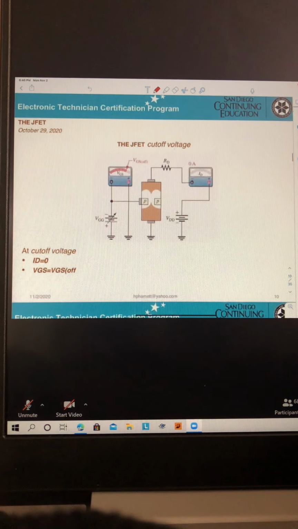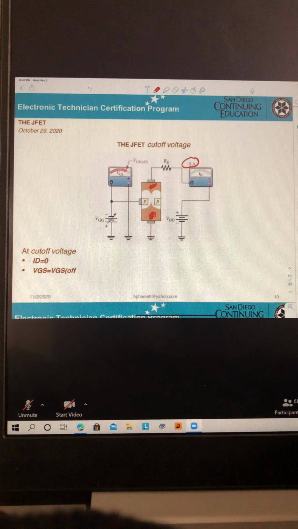Okay, let's see. On this slide it says JFET cutoff voltage. If you look at the picture here, you can see the channel. No more, right? The electron on this side cannot go to the other side, because the P side is too big. So that will tell you what the current ID is.